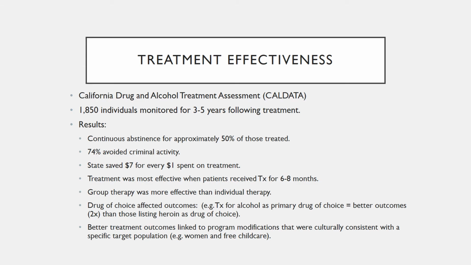They also found that group therapy was more effective than individual therapy, and that drug of choice affected the outcomes. So when someone entered treatment for alcohol as their primary drug of choice, they had up to 2 times better outcomes than those who identified heroin as their drug of choice.